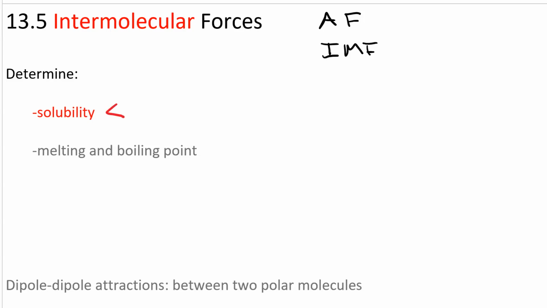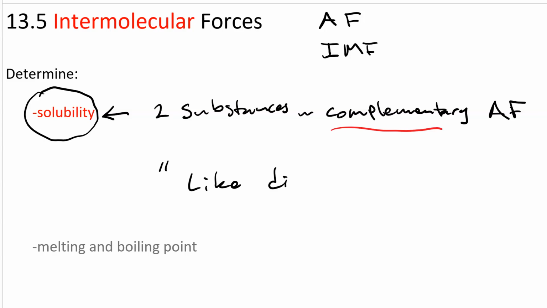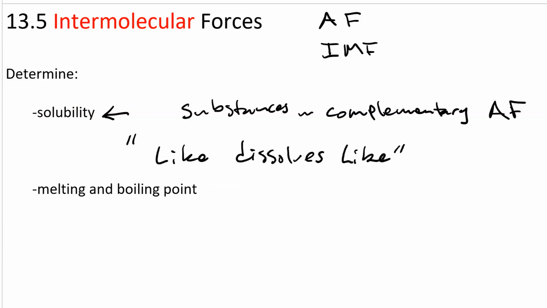For instance, solubility. In order to be soluble, your two substances have to have complementary or compatible intermolecular forces. And the way we refer to that is we say like dissolves like. The strength of the attractive force also determines melting and boiling point.